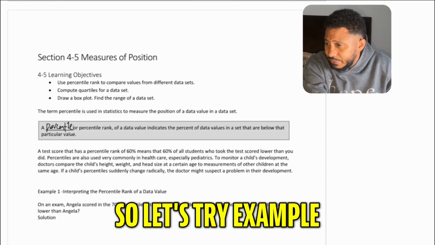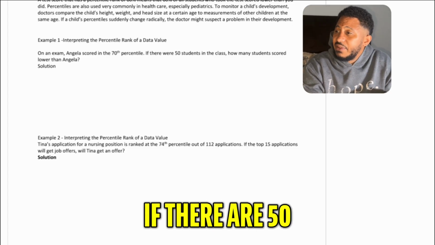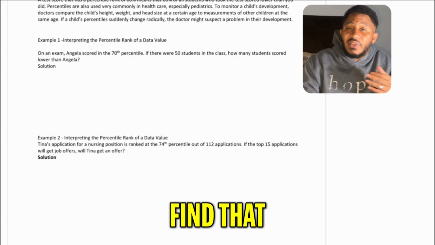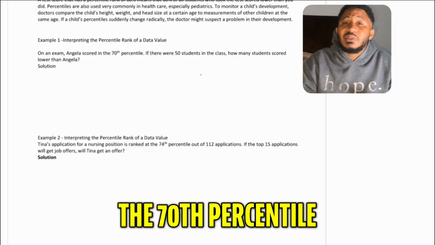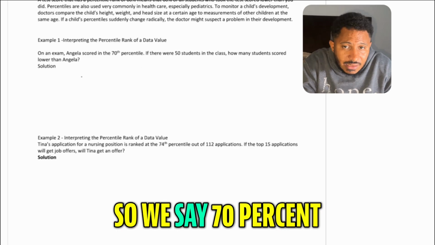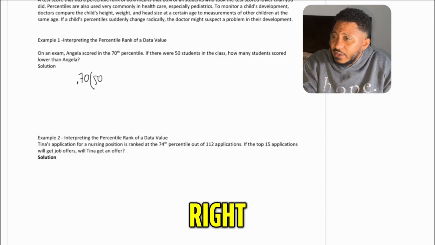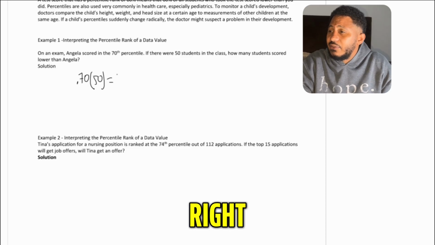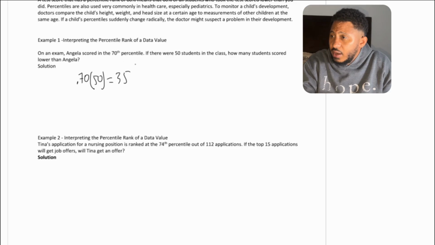So let's try an example. Example 1 says, on an exam, Angela scored in the 70th percentile. If there are 50 students in the class, how many students scored lower than Angela? So how do we find that? Well, we know there's 50 students, and she scored in the 70th percentile. So oftentimes we can just multiply these numbers, right? So we say 70% or 0.70 of the 50. So 0.70 times 50 would give us 35, right? And so we know that 35 of the students scored below Angela's score.